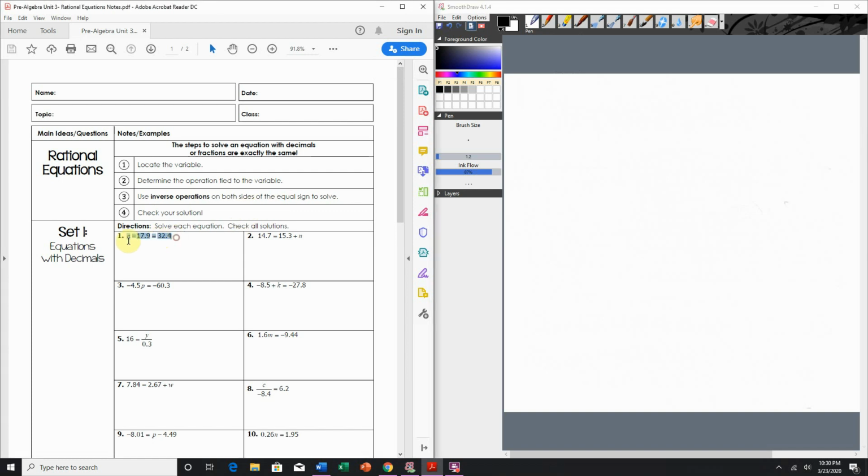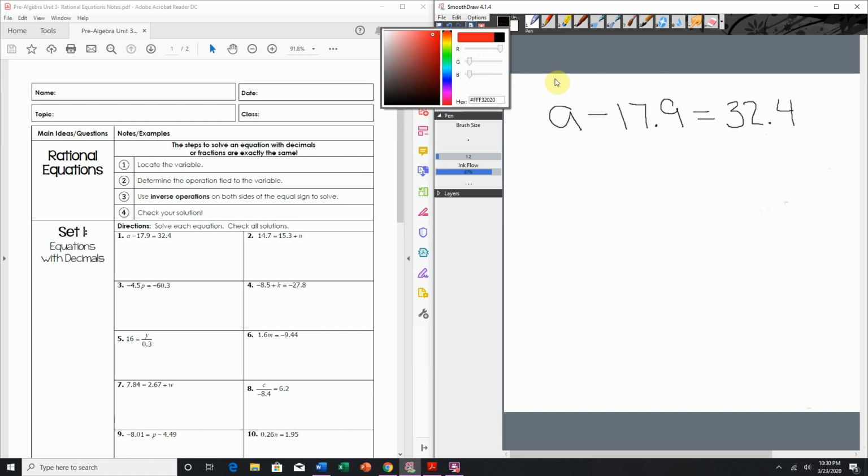Okay. So if we look at number one here, let's go to our whiteboard. We have a minus 17.9 equals 32.4. Okay. Now let's review the steps to solving these type of equations. So the first step is always to locate your variable. Okay, so remember variable is some sort of letter representing a number. So in this case, our variable is a. Okay, because we're trying to figure out what a is to make this equation true.